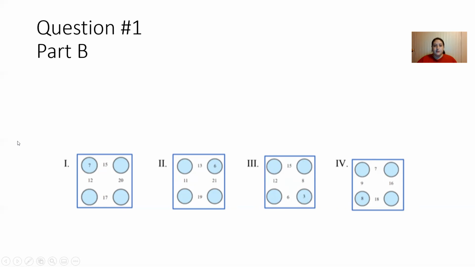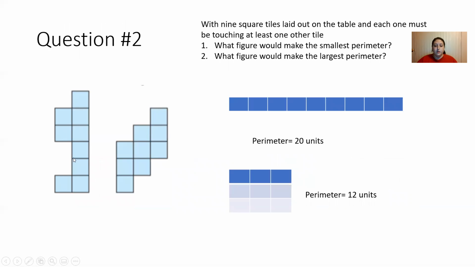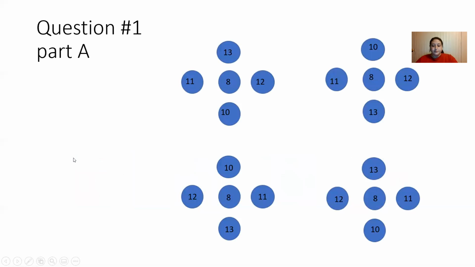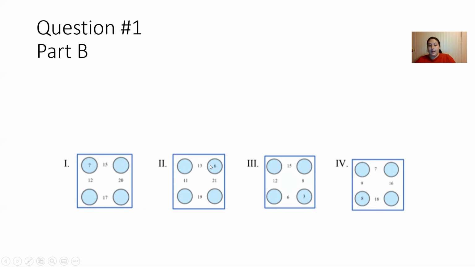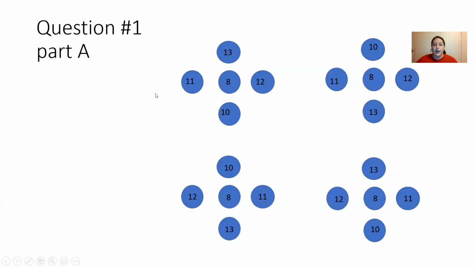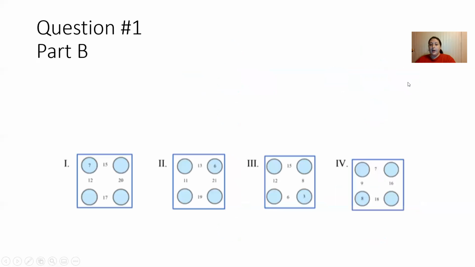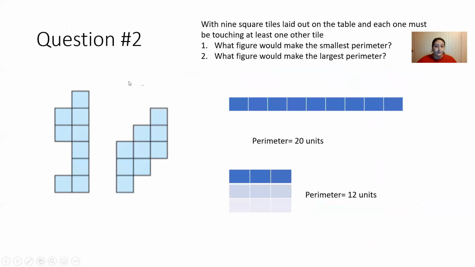Some of you may be asking, what is the difference between A and B? Well, in A, we are adding vertically and horizontally to get the same number for each. And for B, we're subtracting these 2 numbers beside the blue boxes or the blue circles to give us that answer right there in the middle. So that's what the difference is between part A and part B. So we're going to move on to question number 2.